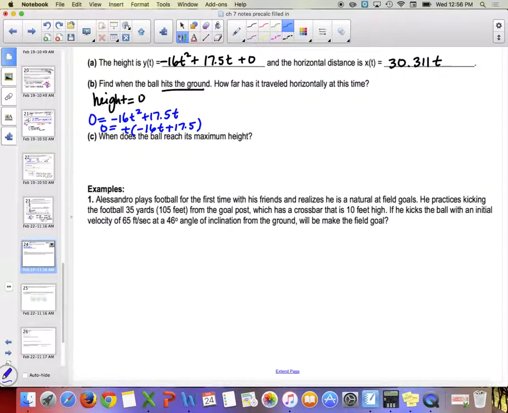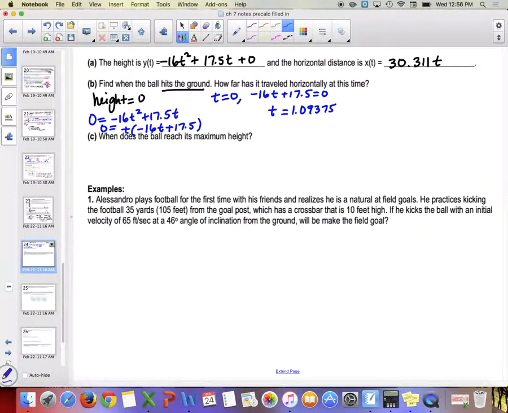So the first answer is t equals 0. That's when it's actually on the ground. It started on the ground. Does that make sense? And then the negative 16t plus 17.5, when you set it equal to 0 and solve. Do you guys get it? It's like 1.09375.